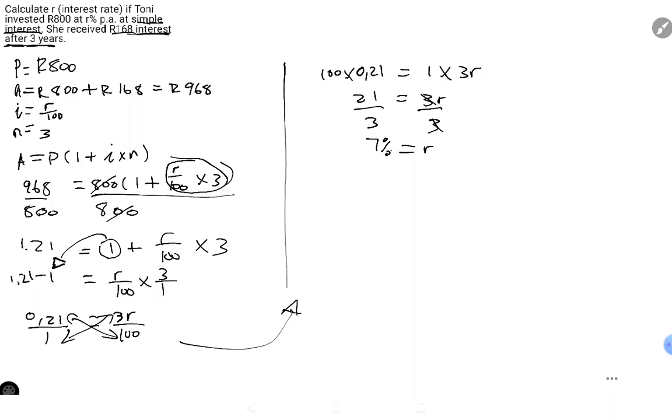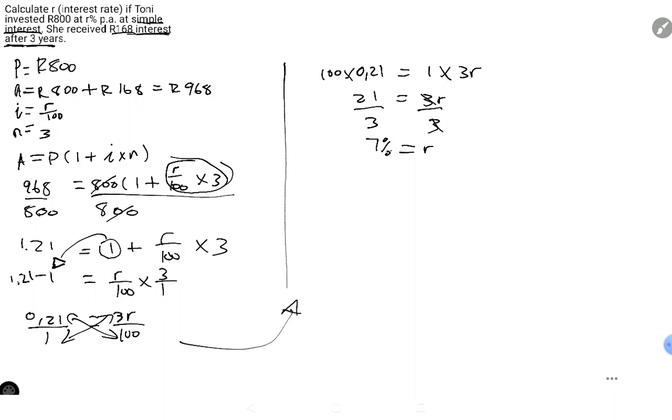So they actually didn't give us that, but they gave us the interest that Tony made over the 3-year period. So Tony made 168 rands. So if she makes 168 rands, that means she gets her 800 rands plus the interest on top of that, which is the 168. And so that gives us a total of 968 rands. And so they tell us that the rate of interest is R. So that is an unknown. We need to calculate that.